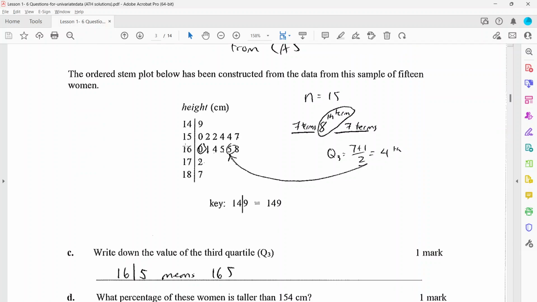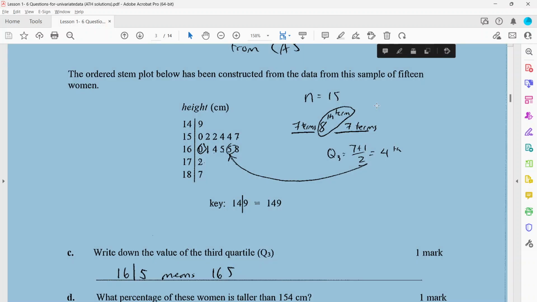Okay, and then we got this one here, which is the ordered stem plot below has been constructed from the data from this sample of 15 women. If we want to find the third quartile, first we're going to have to break it up into, like we did before in the previous question, like this. So if it's an odd number of numbers, which is 15, we will have the circled middle number. So this will be the 8th term, meaning we have 7 on the left and 7 on the right.